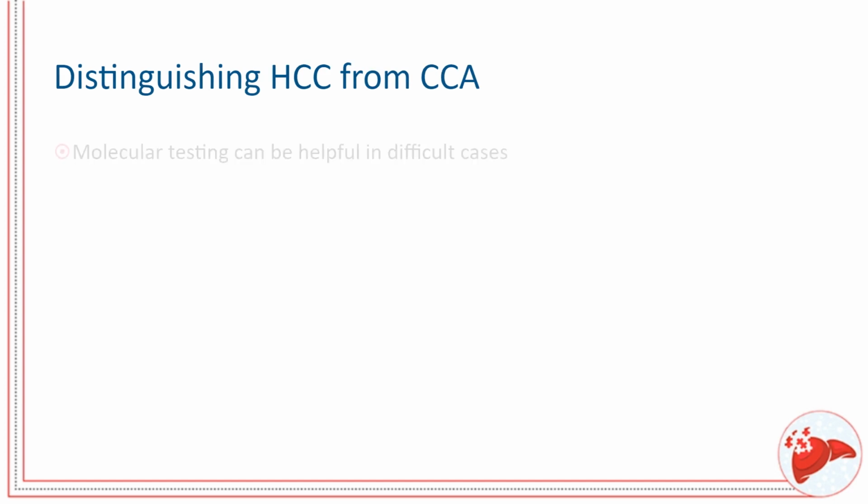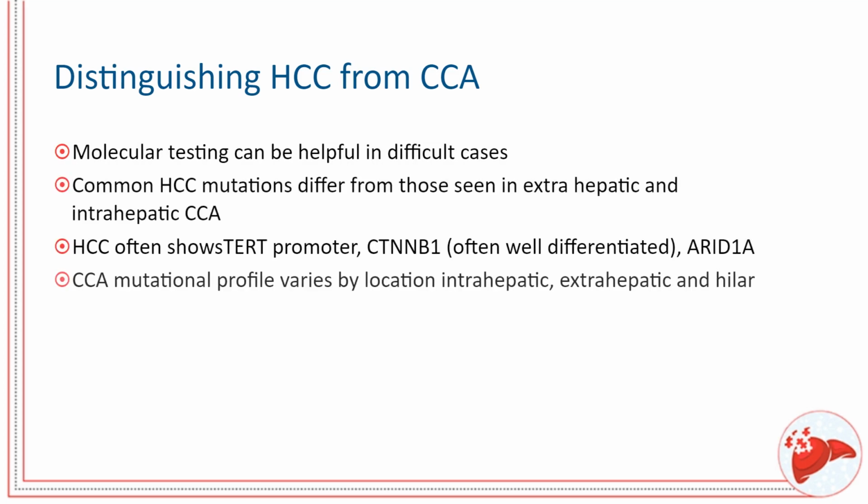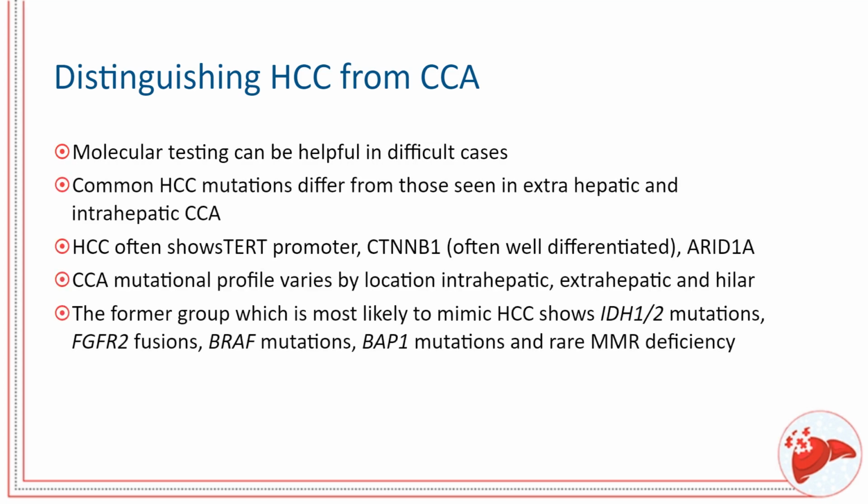Those tools are really related to molecular testing. It can be helpful because the common HCC mutations, TERT promoter, beta-catenin mutations, ARID1A, NFE2L2 mutations, are more common in hepatocellular carcinomas. The mutational profile of cholangiocarcinoma tends to be different. Intrahepatic cholangiocarcinomas, which are the ones most likely to mimic HCCs, may show IDH1 and 2 mutations in about 20% of cases, FGFR2 fusions in about 10% of cases, and BRAF mutation in another 5%. You may find BAP1 mutations, and less commonly KRAS mutations.